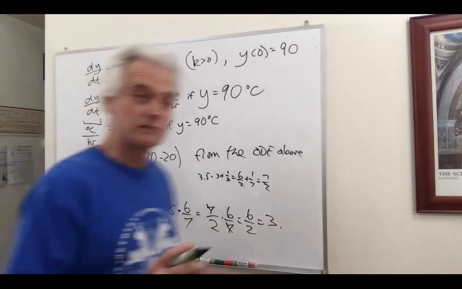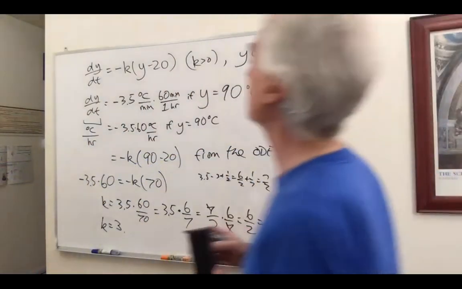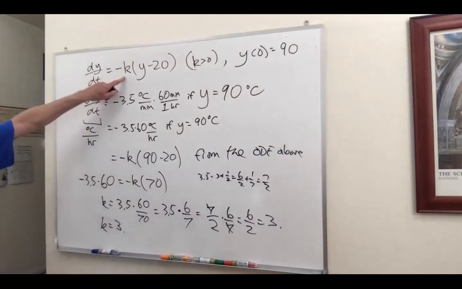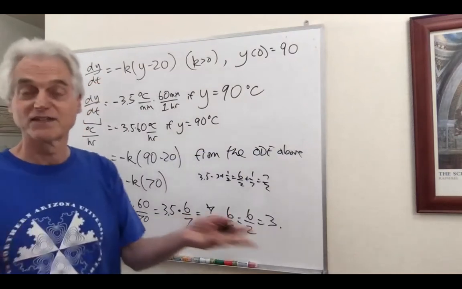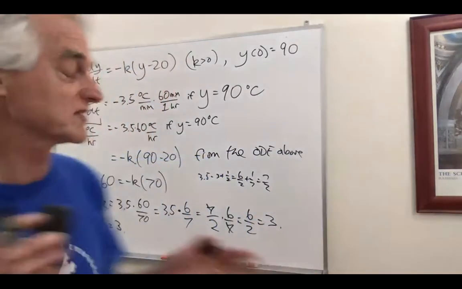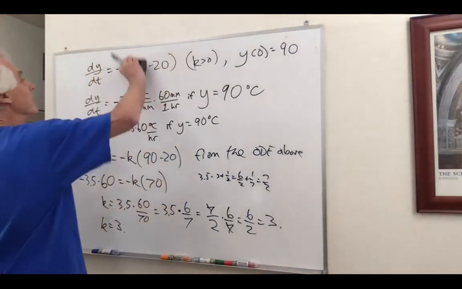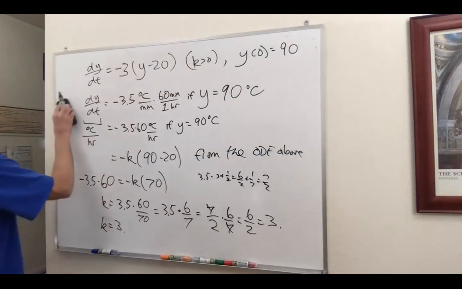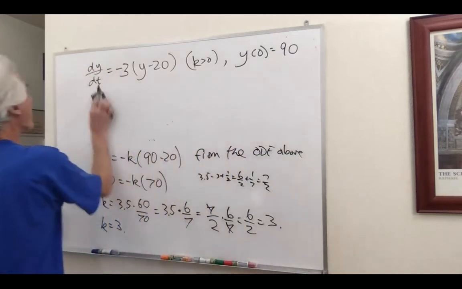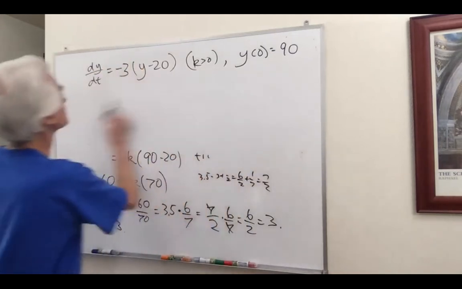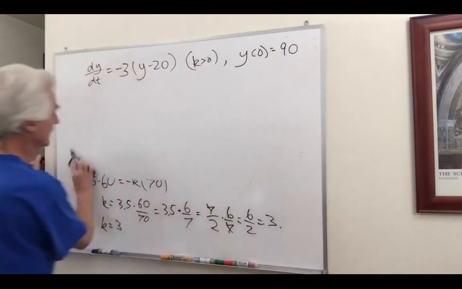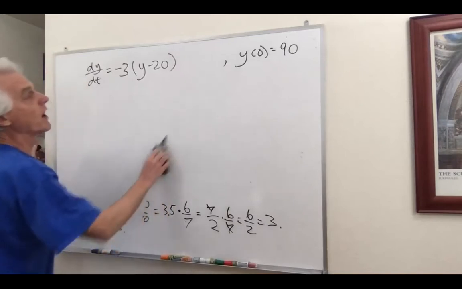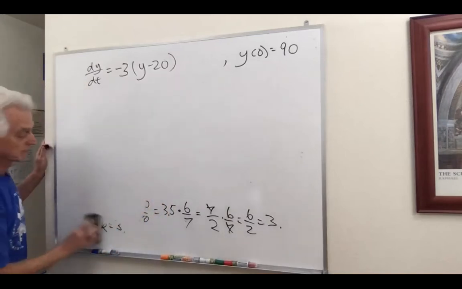All right, so what we get is the differential equation that I told you I'd be talking about for almost the whole review. That's our differential equation. dy/dt is minus 3 times (y minus 20), and y of 0 is 90. All right.